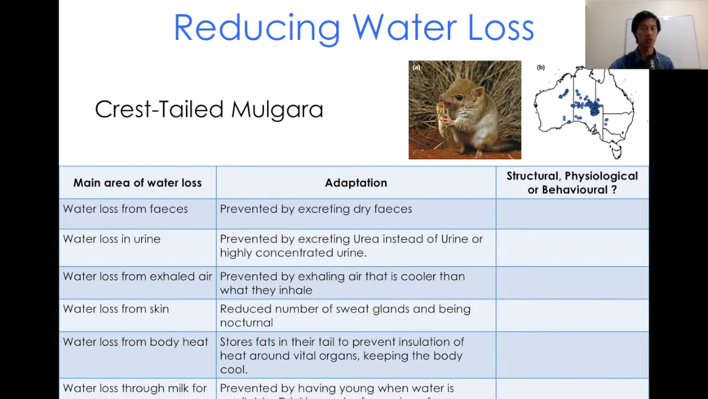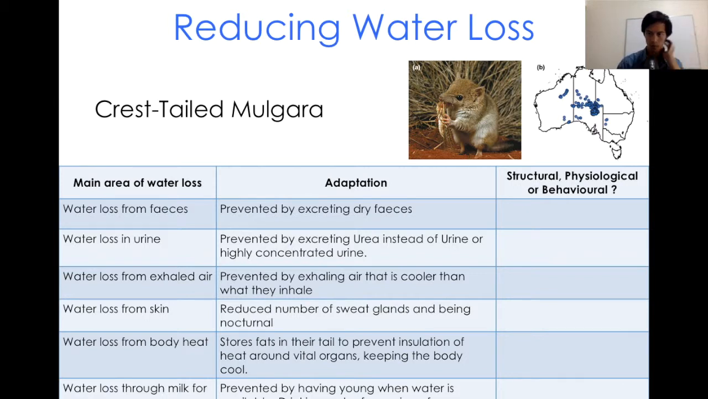From the skin, it reduces the number of sweat glands, and being nocturnal is both a structural adaptation, not having a lot of sweat glands, and a behavioral adaptation, by being nocturnal. It prevents water from evaporating from the skin. Water loss from body heat: the crest-tailed mulgara has fat deposits in its tail that prevent insulation around the vital organs. That way it keeps the body cool for longer, but it still has a reserve of fat that it needs. And water loss through the milk for the young can be prevented by having young when water is available. In other words, when it needs to feed the young with milk, it only does it during a season where water is readily available.